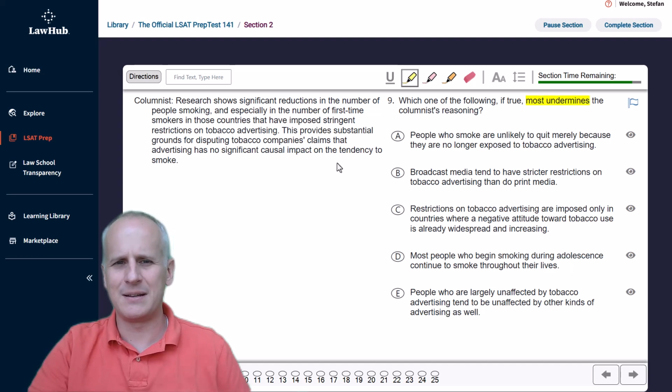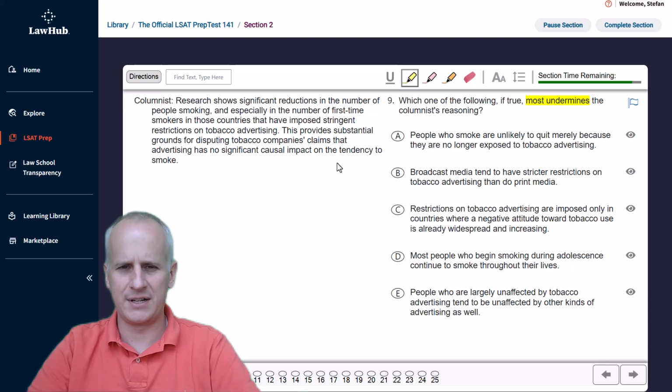So we're trying to find something that is going to weaken the columnist's statement. So we're going to read the columnist's statements, we're going to keep that highlight tool ready to go, and we're going to mark only the conclusion and any necessary references for clear evaluation throughout this problem.